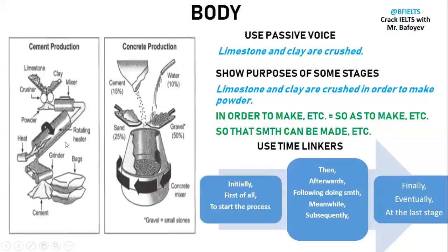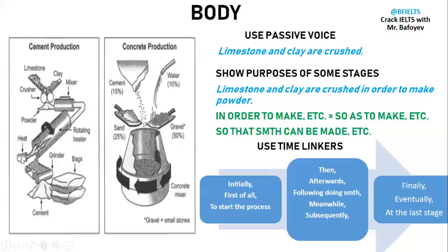For example, let's look at this part, rotating heater. You can say limestone and clay are crushed. Initially, limestone and clay are crushed in order to make powder. Then it is mixed before being sent to the rotating heater. Meanwhile, some kind of equipment, I don't know. Meanwhile, special equipment will be used to heat the powder or mixture, as we said, right? Because they are mixed, now they are a mixture. Meanwhile, special equipment heats the mixture. Or meanwhile, the mixture is heated with special heating equipment.